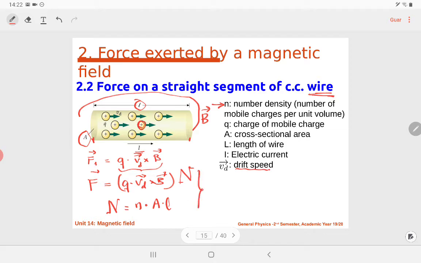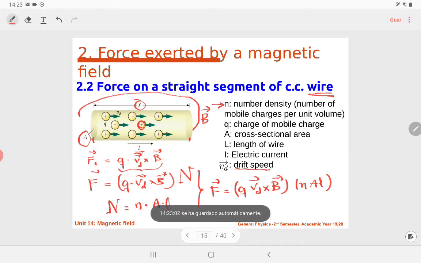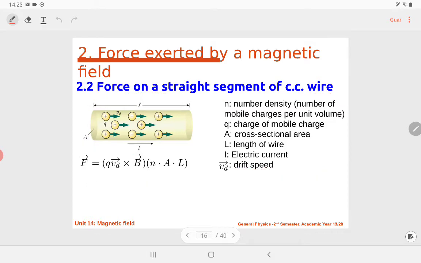So the total force is going to be given by the force exerted on just one of these mobile charges times nAL, which is the number of charges we have inside that volume. Okay, so you have this a bit more clear here. This is where we went.